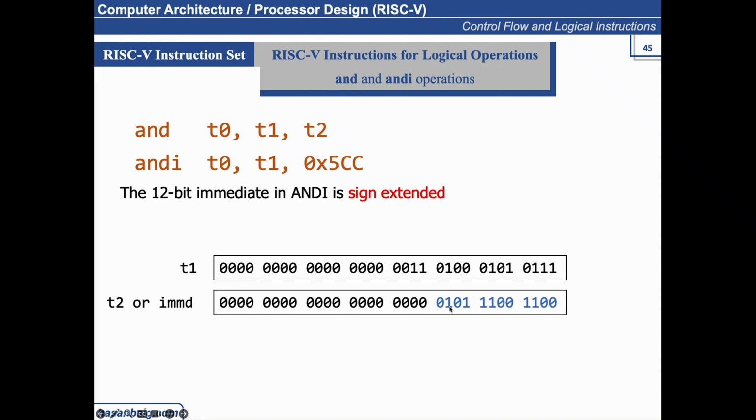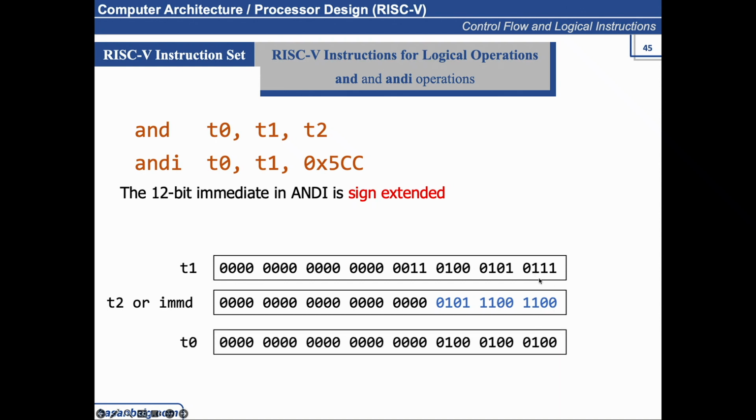So here, when you perform the operation, the 12-bit immediate data is sign extended. Here the sign is 0, so all the higher 20 bits are 0. Okay? And when you perform the AND operation, 1 and 0 gives 0, and wherever both inputs are 1, the output is 1. So AND, OR, or any logical operations are performed bit by bit. Each pair of bits is ANDed together and the output bit is generated. Okay? Any question here? Yes?